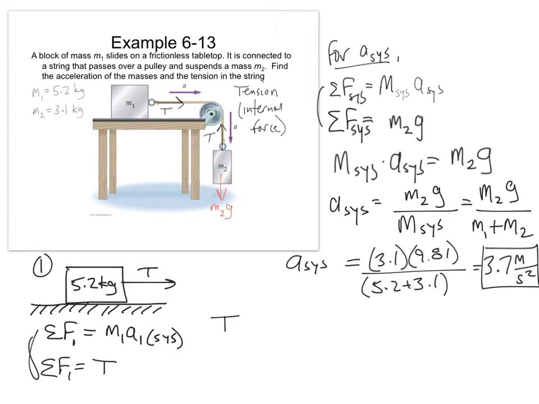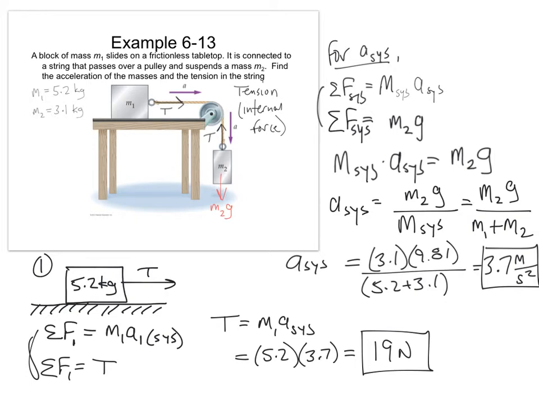So we can say the tension, which is what we're solving for, equals mass of 1 times the acceleration of the system. We know what mass 1 is, right? That's 5.2 kilograms, and the acceleration of the system we just solved a few minutes ago. That's 3.7 meters per second squared. Those multiplied together are going to get our tension in the string. 3.7 times 5.2, I get 19 newtons. I'm just going to keep it at 2 sig figs. It's the same tension that is pulling back up on this mass 2, but we used mass 1 because that was going to be easier.